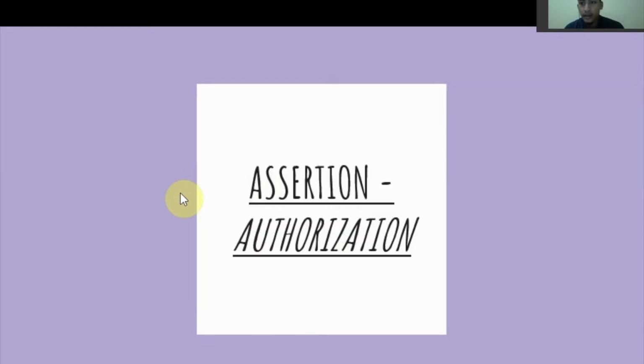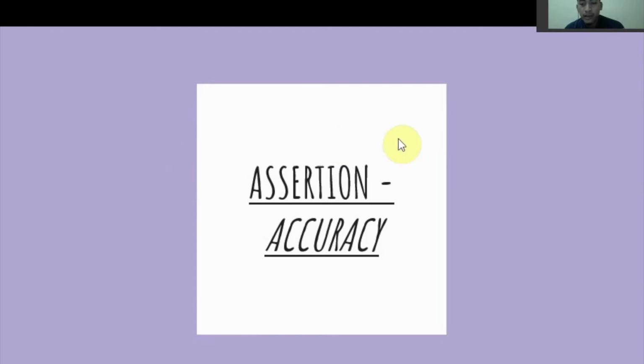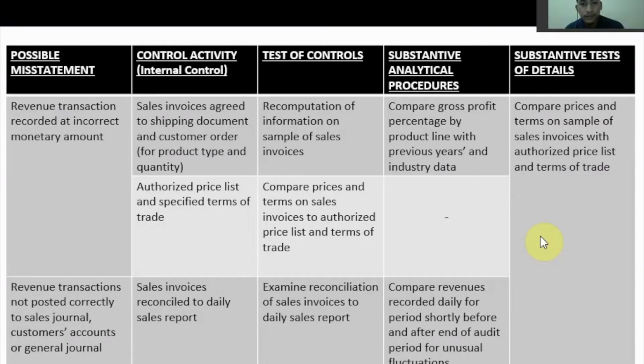The next session is authorization. The possible misstatement is goods shipped or service performed for a customer who is a bad credit risk, and the control activity is proper entity procedures for authorizing credit and shipment of goods, and the test of control is review the entity's procedures for granting credit.